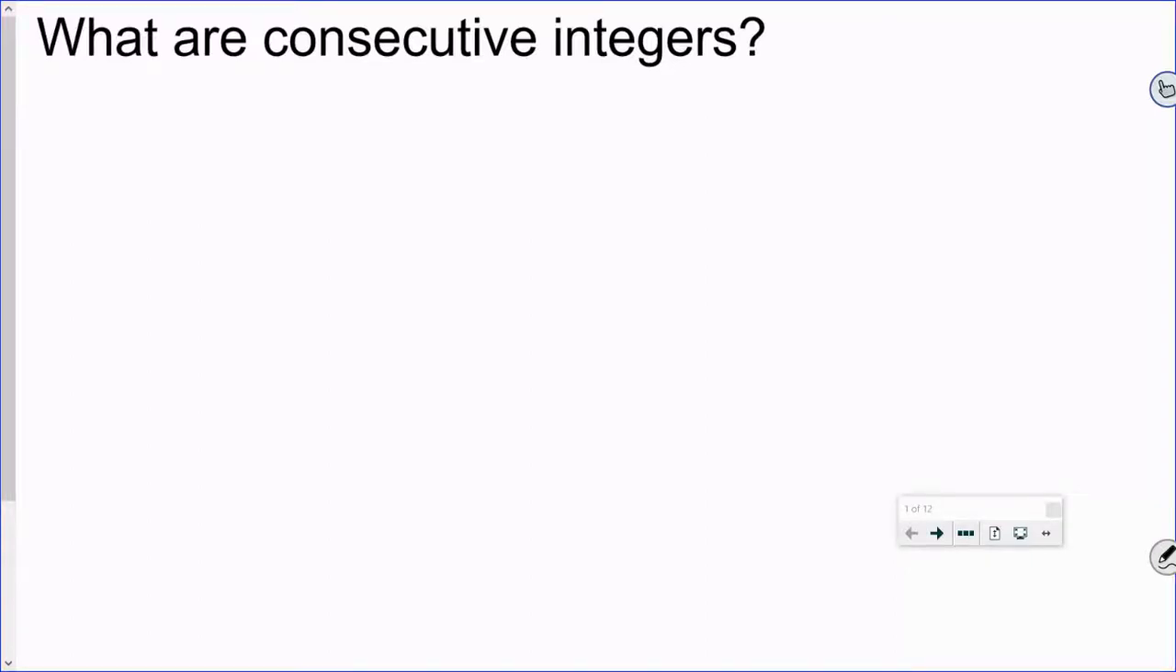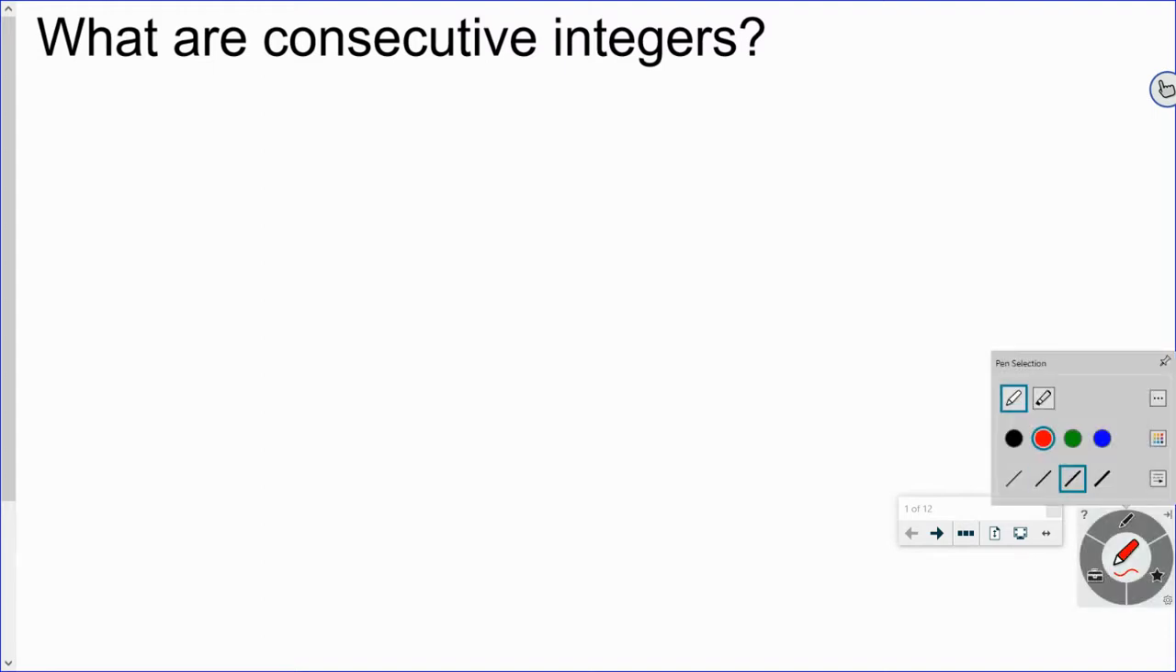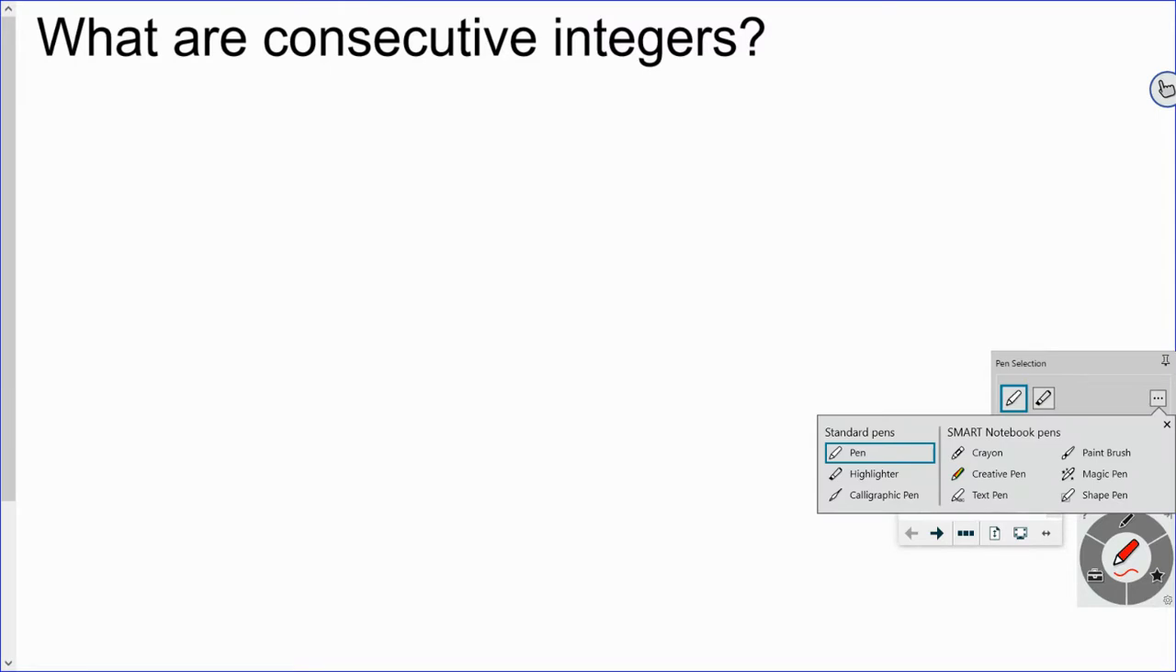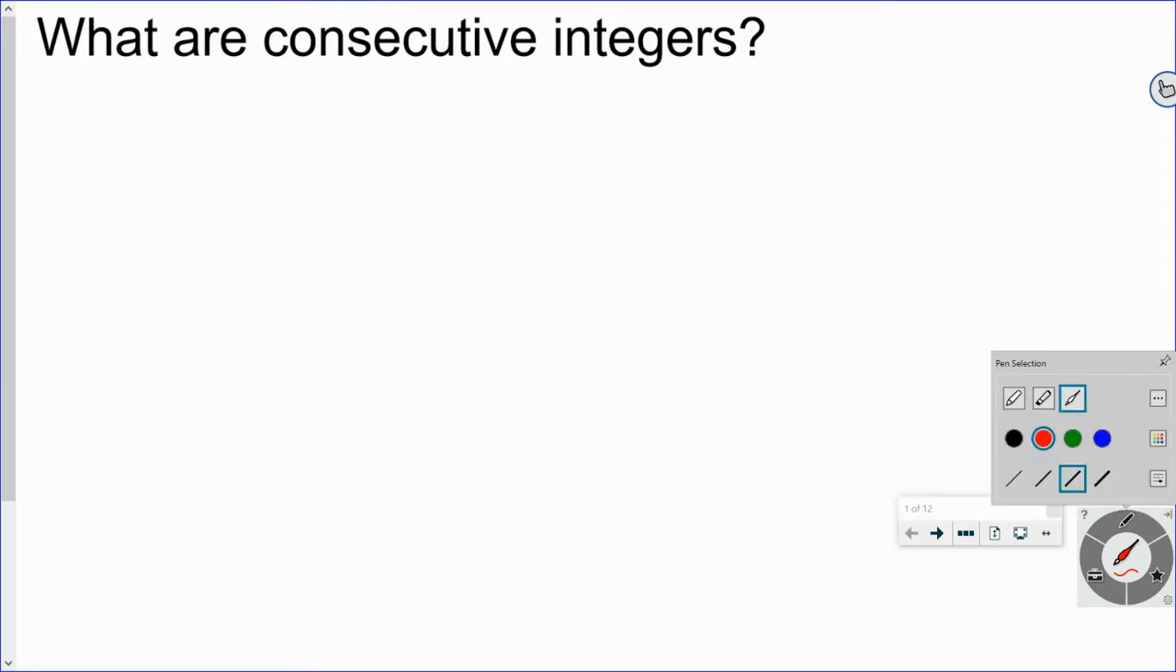I would like to look at just a couple of problems involving consecutive integers. These problems often cause some grief for students, but they're really not that hard. We're going to first understand what I mean when I say a consecutive integer.